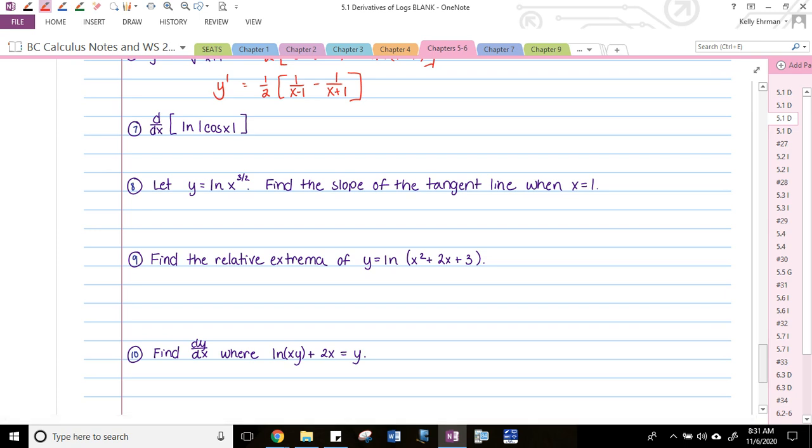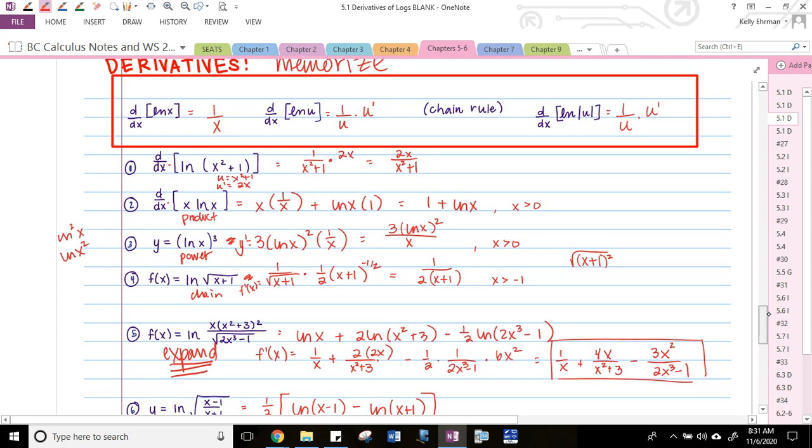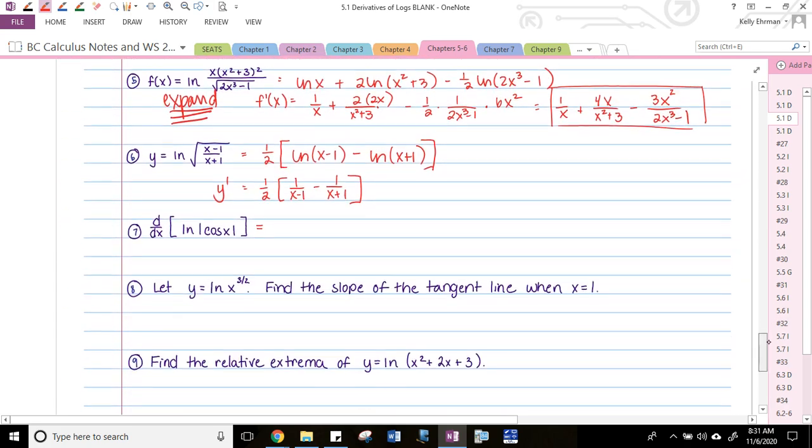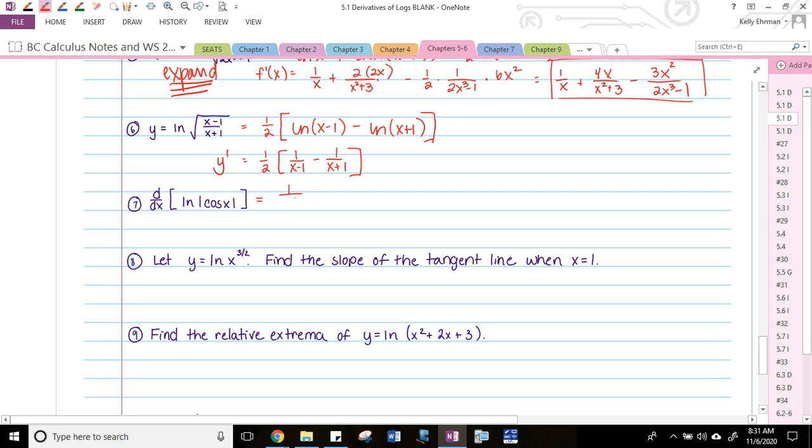matter. So this is going to equal, it's not absolute value. Remember, it's not 1 over absolute value u. It's just 1 over u. So we're going to get 1 over cosine x, and then times the derivative of cosine x, which is negative sine x. That's negative tangent x.